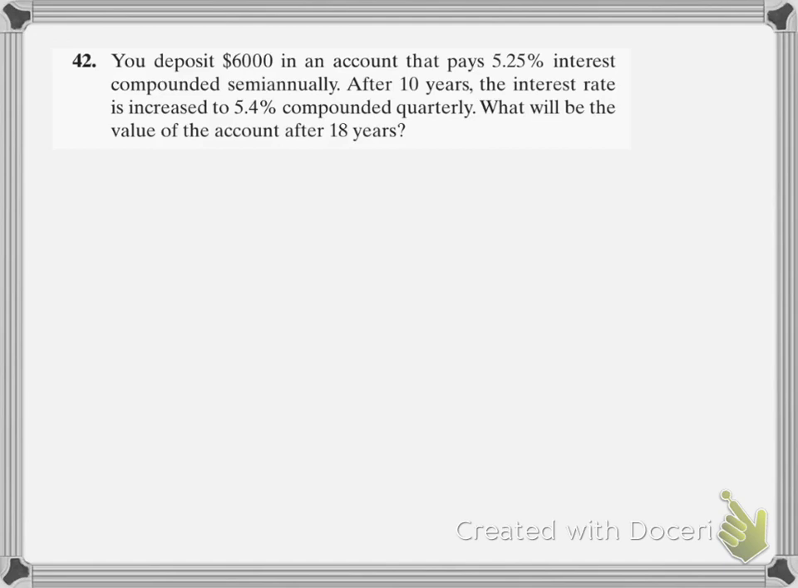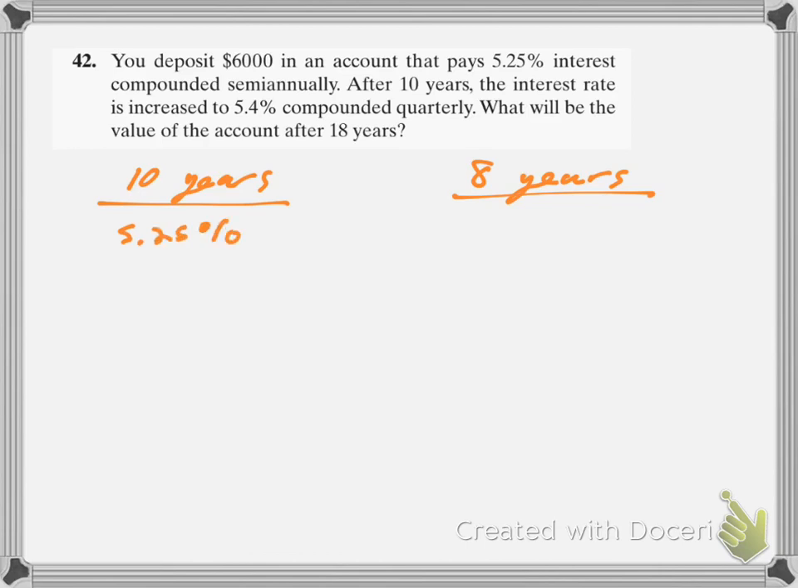Okay, so this is kind of two problems. For the first 10 years, and then we have the next 8 years, right? Because it's a total of 18 years. So for the first 10 years, we're at 5.25% compounded semi-annually. So my n is 2. Do you guys see that? For the next 8 years, we're at 5.4% and we're compounded quarterly, so my n equals 4. What will be the value of the account after 18 years?